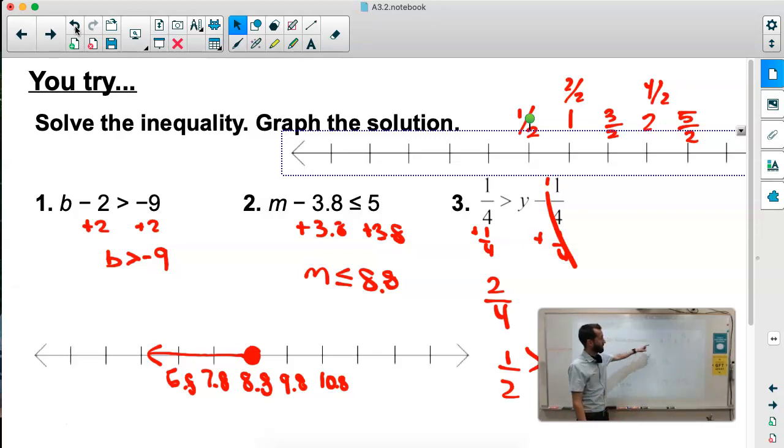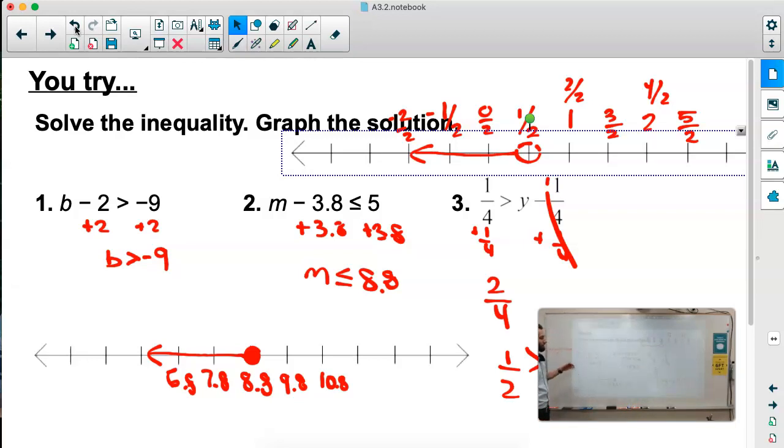And you can leave them with these awkward kind of fractions that maybe would be a little bit simpler. On the other side, notice it went 1, so this would be 0 divided by 2, which is really just 0. This would be negative 1 divided by 2, and negative 2 divided by 2. Okay, open circle here. Y is less than that, so we're going this way.